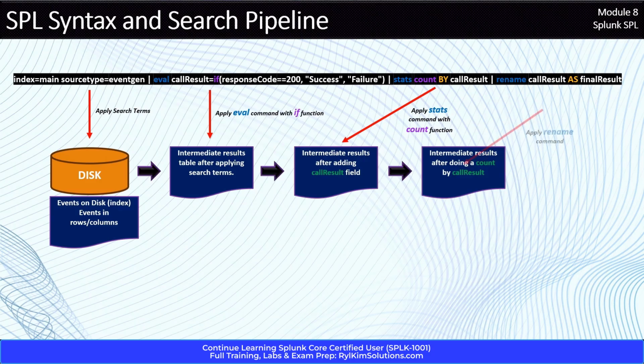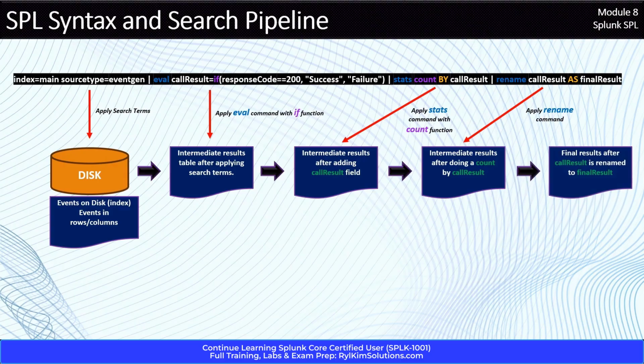And finally, you apply another command. Maybe you wanted to present this table somewhere and you thought, okay, this field core result, I want to give it a different name that is final result. Now, how can I do that? There is a rename command in Splunk that you can use to do this. So you're going to put your pipe character, you follow with the rename command, you say core result as final result, and that's how you rename it. And ultimately, you are going to have your final result after the core result field is renamed to final result.